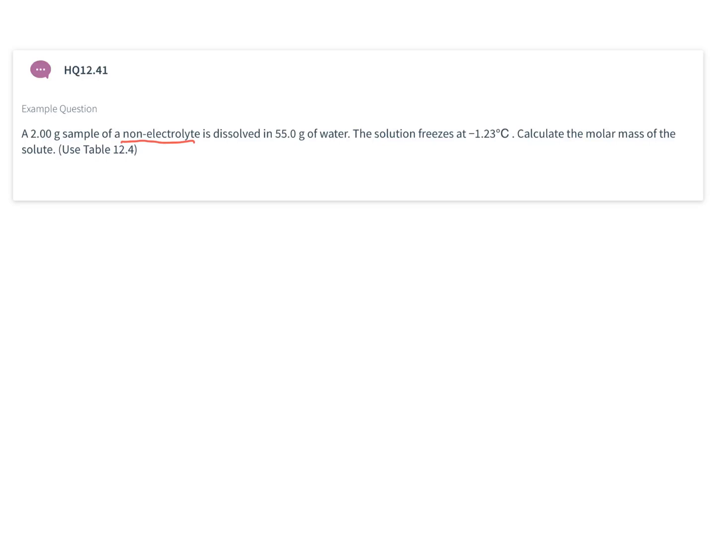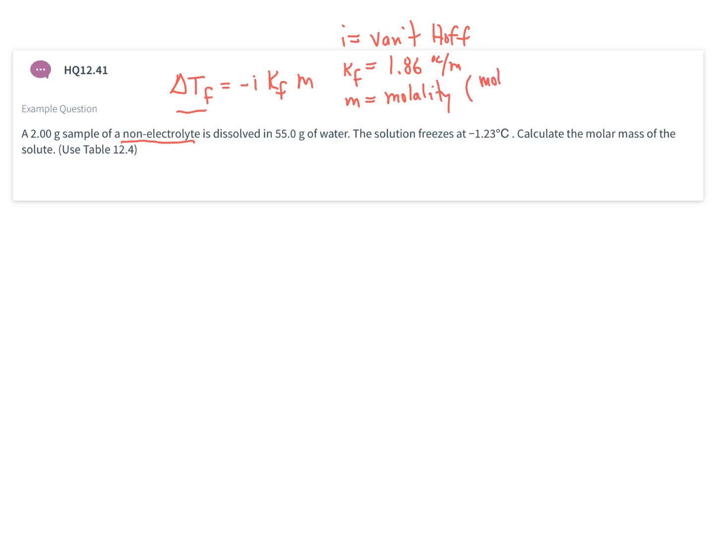Well, we know eventually we need to use our ΔTf equals negative i Kf times our molality. Right, where our ΔTf is our change in our freezing point, i is our van 't Hoff factor, Kf is our freezing constant for water, which is 1.86 degrees Celsius per molal, and m is our molality, which is, right, how many moles of solute do I have in kilograms of solvent?